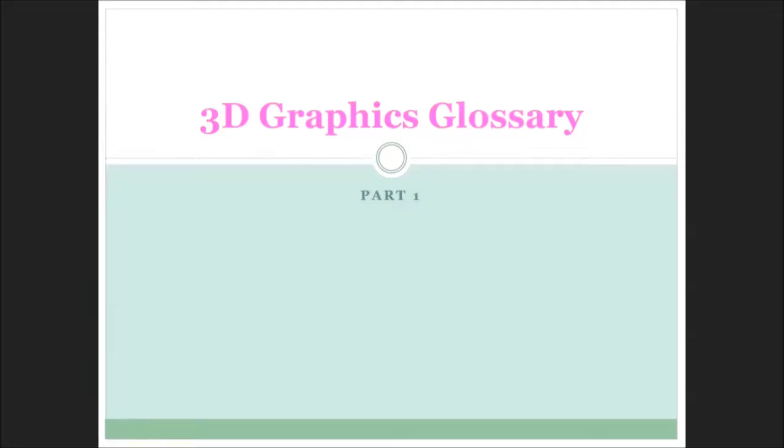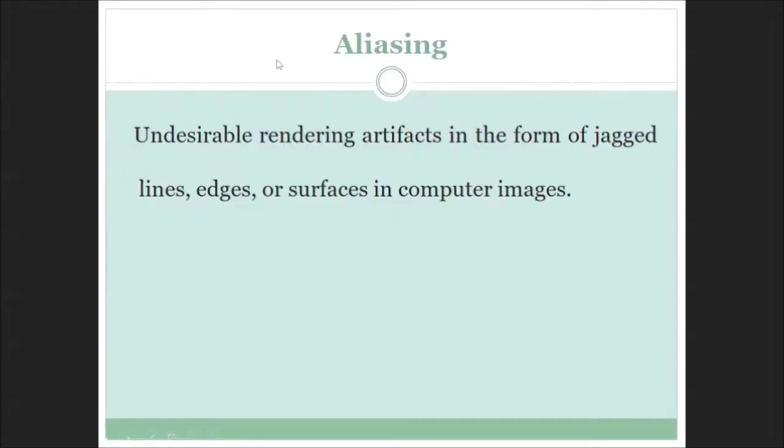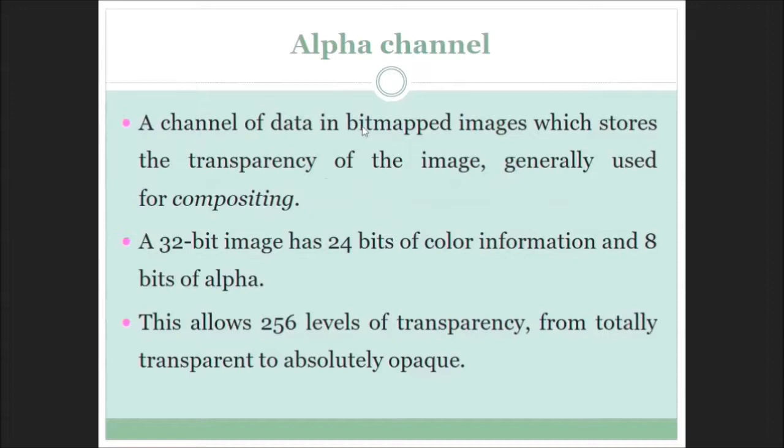So let us talk about various terms which are used in 3D graphics, and let us start with aliasing, and we will go by alphabetical order. What is aliasing? These are undesirable rendering artifacts in the form of jagged lines like this, or edges or surfaces in computer images. You can term them undesirable rendering artifacts as aliasing.